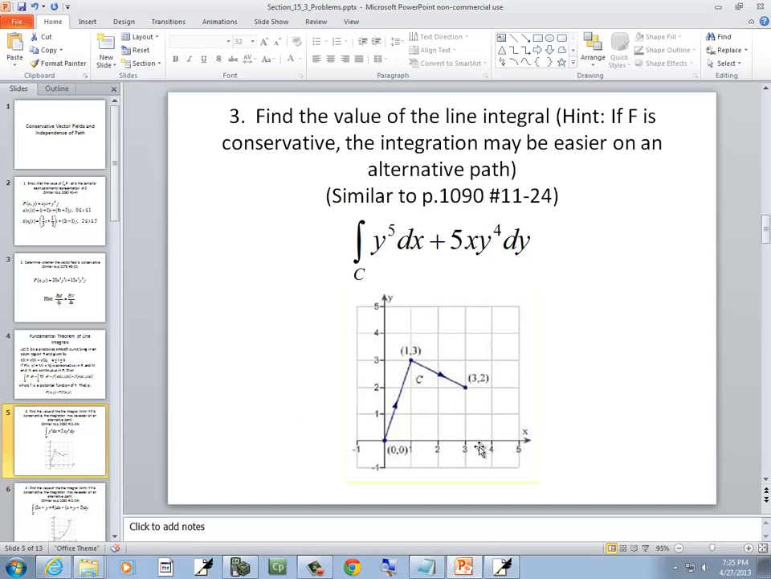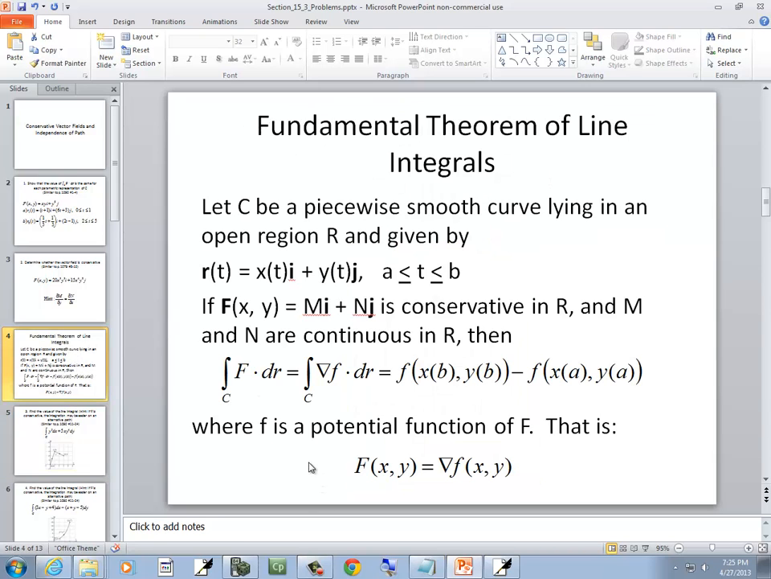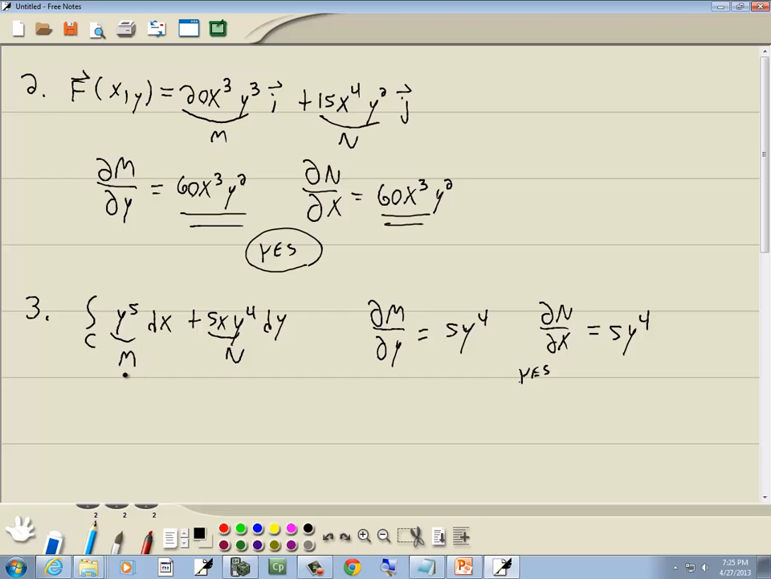Okay, well, if we come back to our fundamental theorem here, you see we need to find our potential function. So that's your first step. Besides this being m, this is also f sub x. And this one is f sub y. This part right here that's before your dx will always be your f sub x, and whatever is before your dy will always be your f sub y. This is partial with respect to x, partial with respect to y.